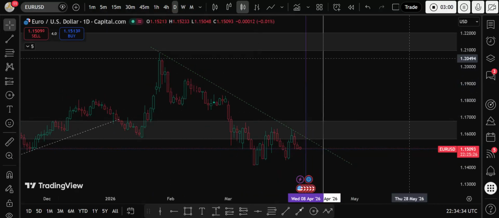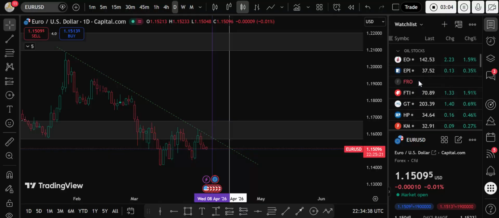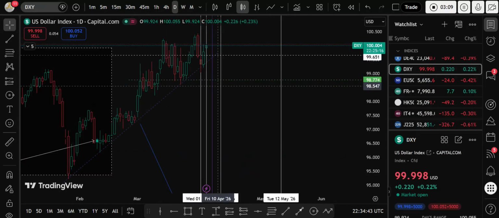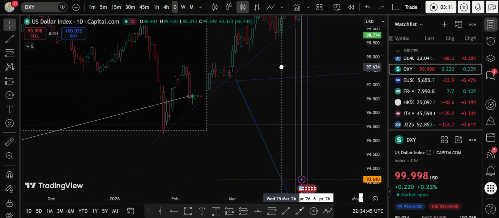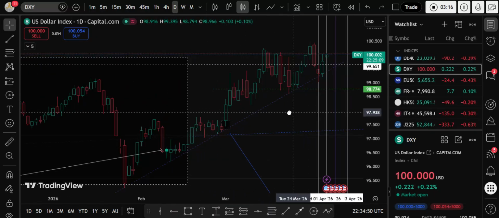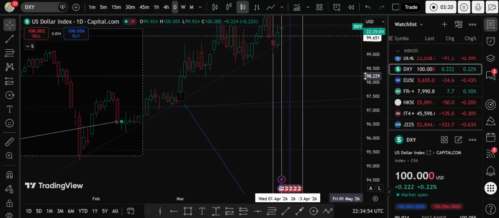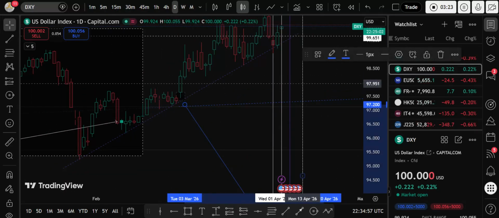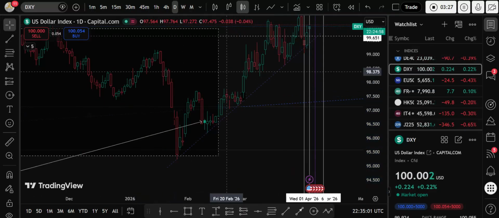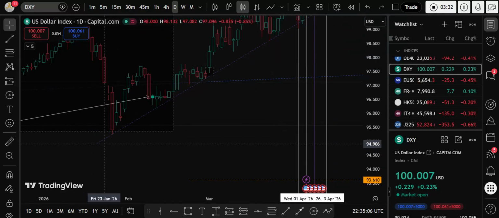So this is what I'm looking for on euro USD. Okay, let me look for the DXY. For the DXY already, I think we have the line in conjunction. All right, so this is the DXY on the daily time frame.